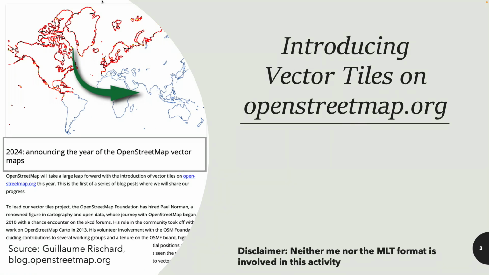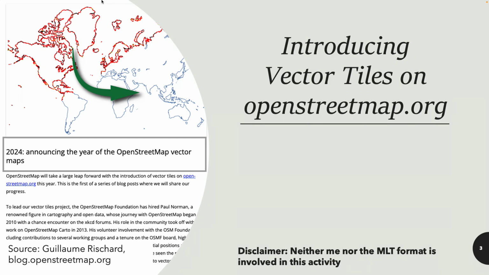Okay, so I want to start by highlighting one interesting activity that is happening in parallel to our work at MapLibre on the new vector tiles format. And these are the efforts of the OpenStreetMap Foundation to introduce vector tiles on the openstreetmap.org website this year. So the OSM Foundation has announced this year as the year of vector maps, which means that in addition to raster tiles, OSM users then also can utilize the advantages of vector tiles on the OSM website. This also highlights the importance of vector tiles for the visualization of maps.